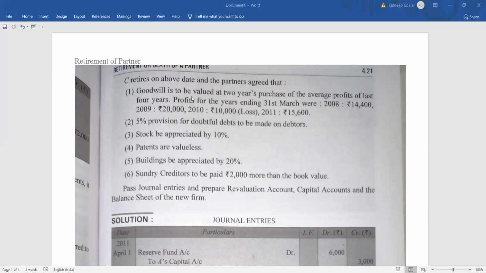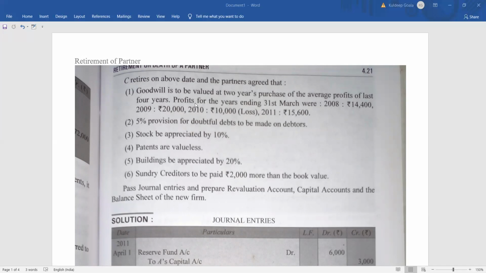C is retiring, and what is given here first is that goodwill is to be valued at 2 years' purchase of average profit. We are going to use the average profit method, and it will be 2 years' purchase of the last 4 years' profit. We have to take out the last 4 years' average profit, and then multiply by 2. We will get the goodwill.